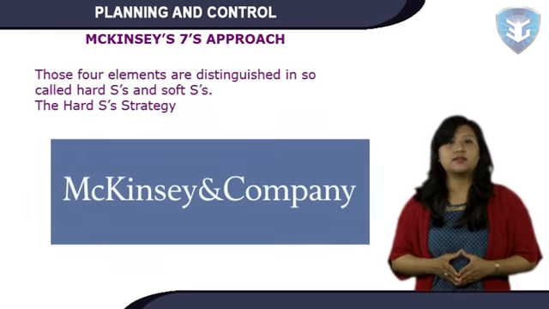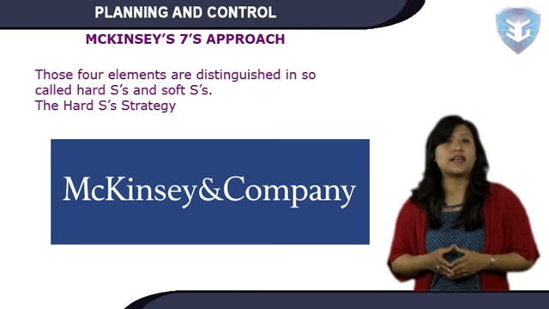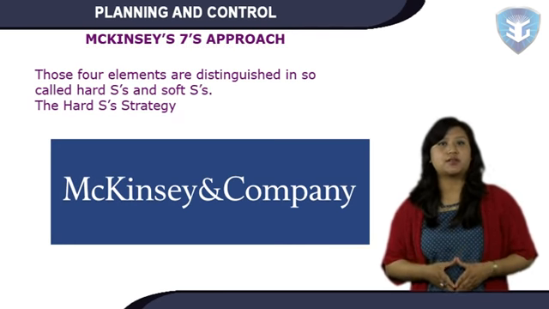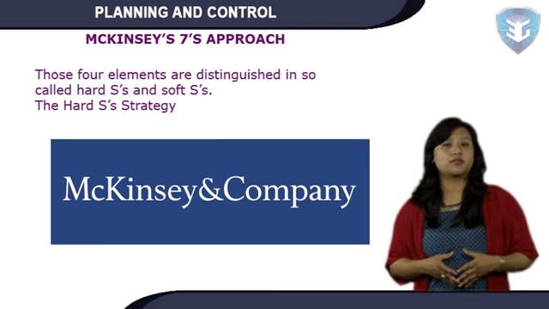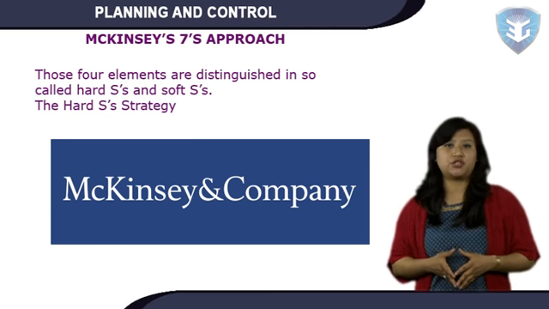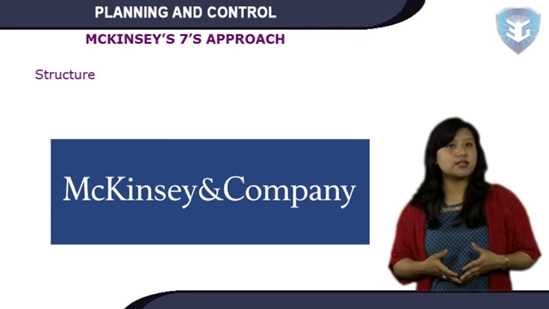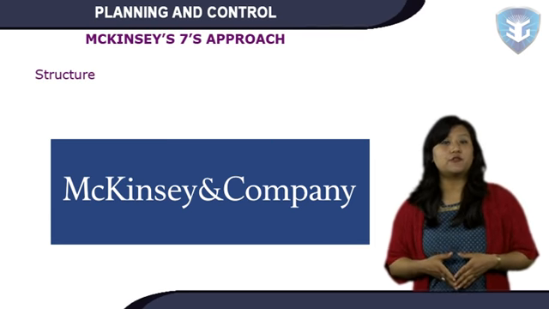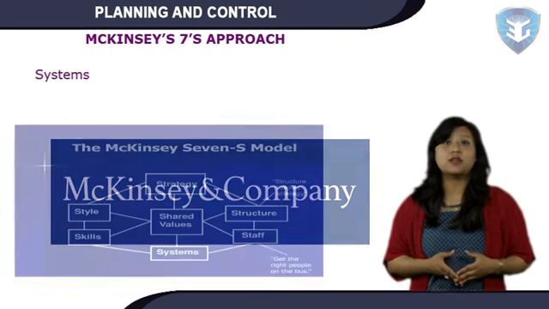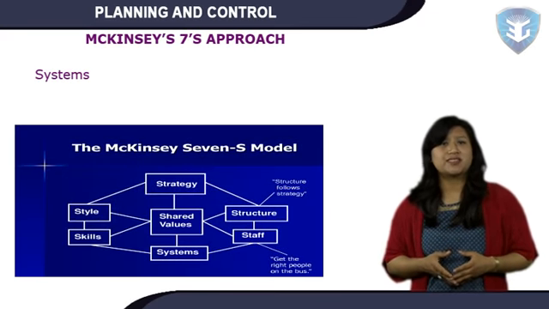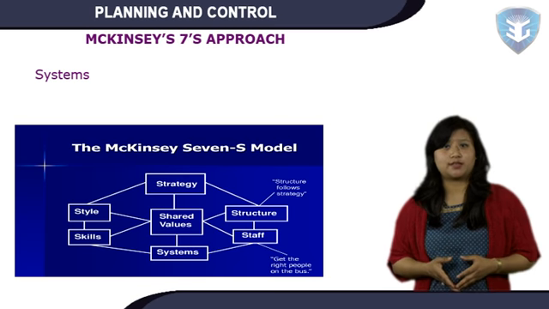Those four elements are distinguished in so-called hard S's and soft S's. The hard S's: Strategy, actions a company plans in response to or anticipation of changes in its external environment. Structure, bases for specialization and coordination influenced primarily by strategy and by organization size and diversity. Systems, formal and informal procedures that support the strategy and structure. Systems are more powerful than they are given credit.